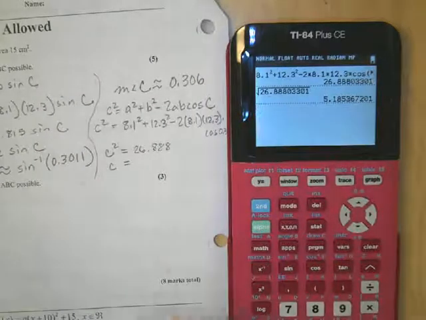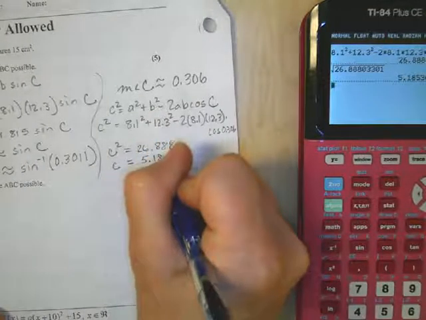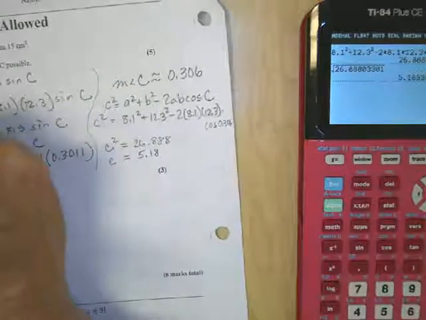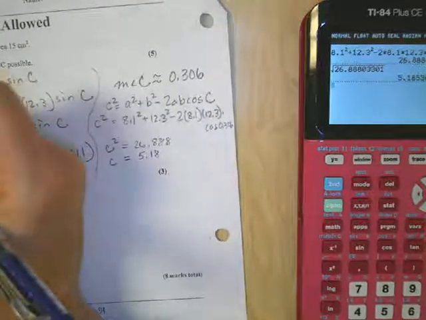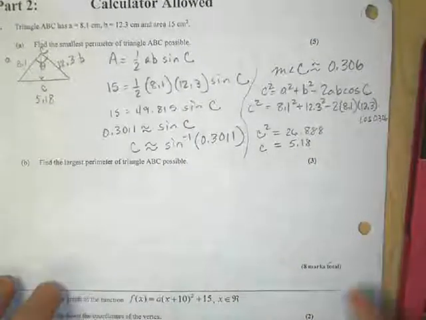Okay, so C is 5.18. So this side right here is 5.18. So my smallest... oops, sorry, there I go, off the edge again. Clearly I am unpracticed. It's been too long a summer, right?